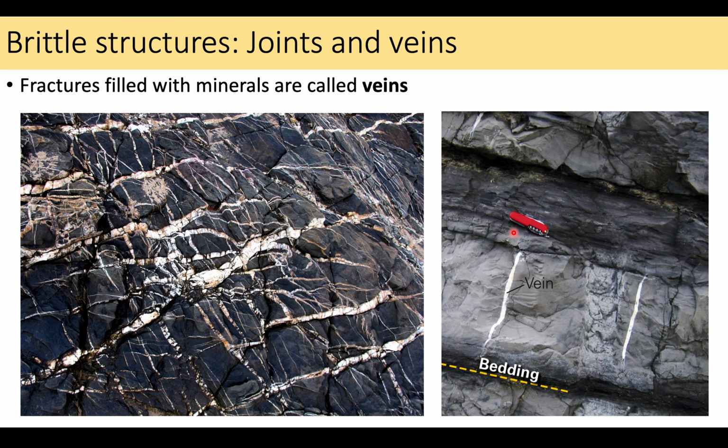So what can then happen is if those joints are able to fill up with another mineral, they are called veins. So we can often see strips of mineral or strips of a different rock within the main rock. Those are called veins. So they're just joints that have been filled in with another mineral. So a mineral has filled in these pre-existing joints.